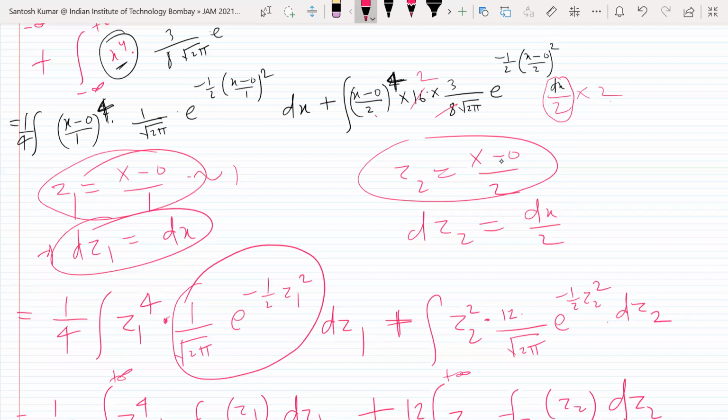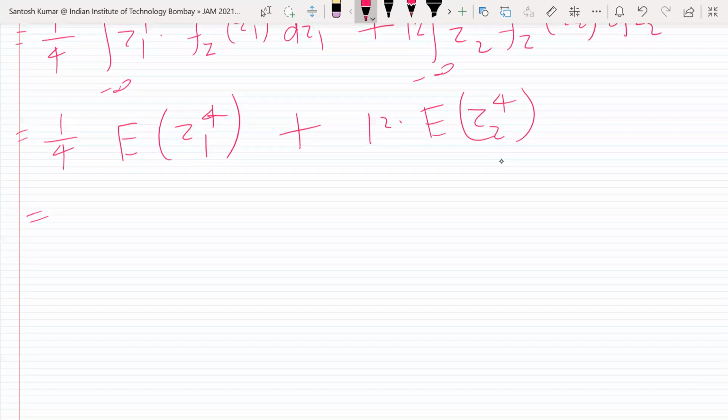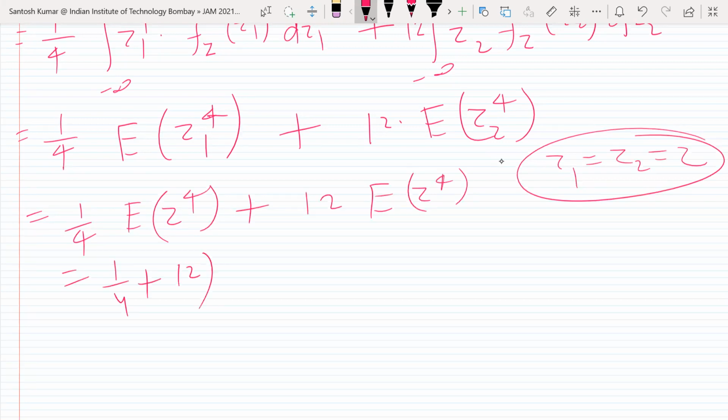So both will have distribution normal 0, 1, because this was of the form normal. You know the standardized thing. And z1 and z2 both have the same distribution, so I'm writing them as z only. So it is 1 by 4 E z4 plus 12 E of z4. We can take common 1 by 4 plus 12 E of z4.